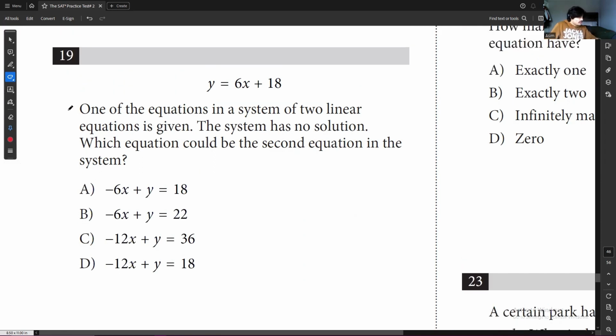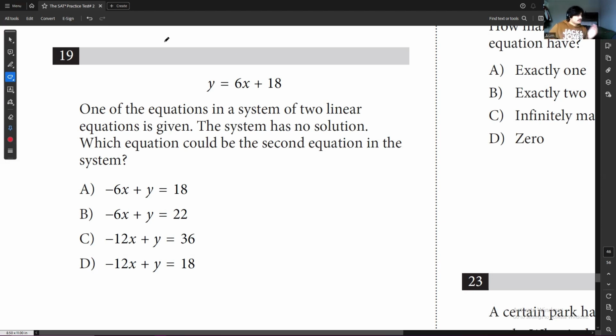Anyway, question number 19. One of the equations in a system of two linear equations is given. The system has no solution. Which equation could be the second equation in the system? So guys, if we have two linear equations which have no solution, you can also use this for other equations as well, but we're talking about linear equations right now.